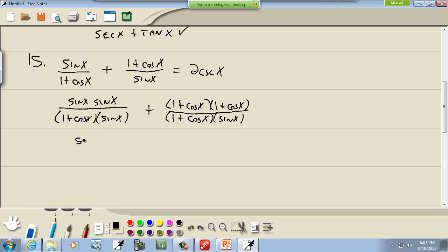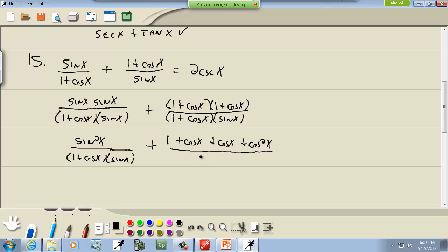Well, sine times sine is sine squared. Denominator stays as is. This one over here, we multiply these together. 1 times 1 is 1. 1 times cosine is cosine. Cosine times 1 is cosine. And cosine times cosine is cosine squared. I'm not sure if this is looking promising, but let's see. I may have gone down the wrong path.